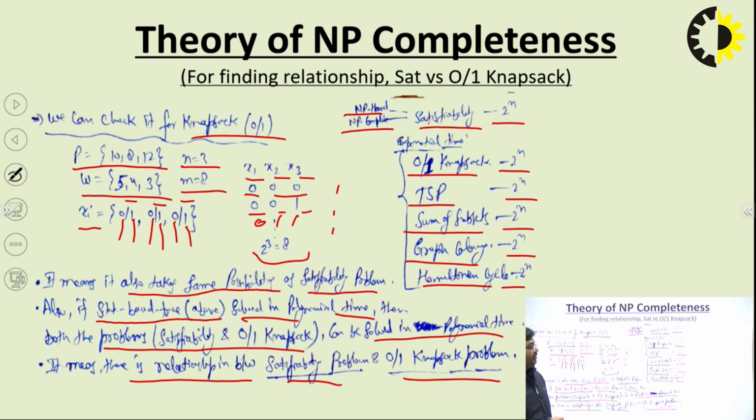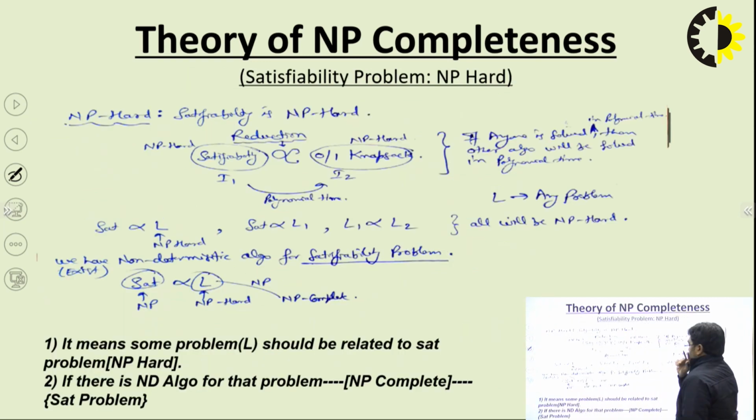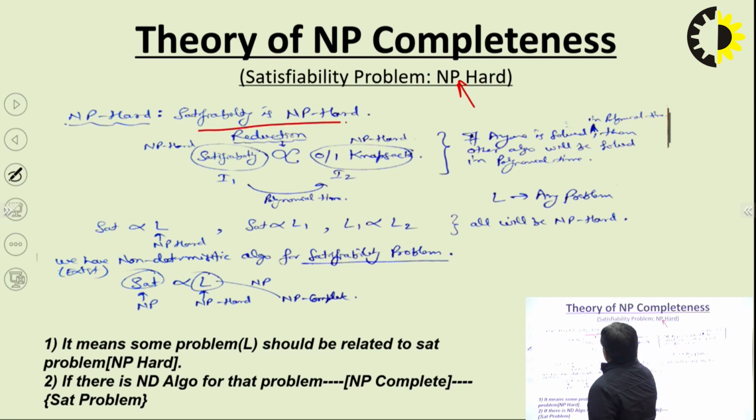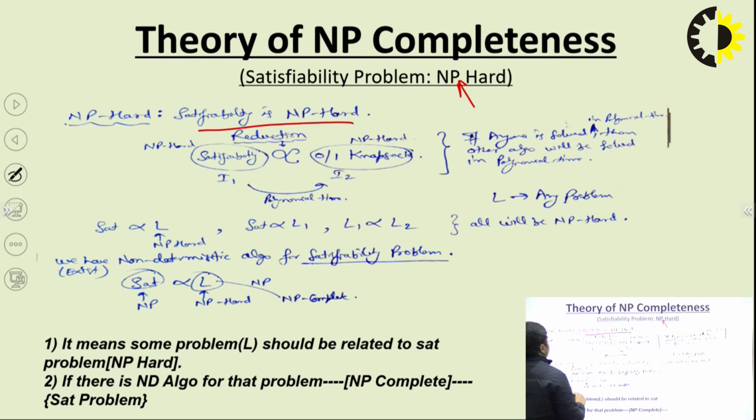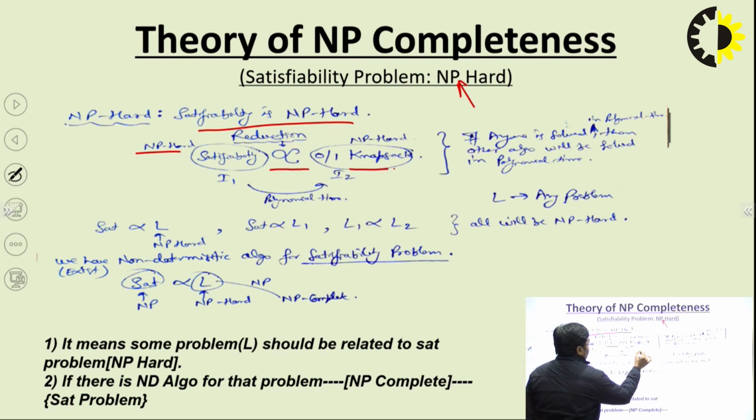Means we have some non-deterministic algorithm for satisfiability problem which is already described in algorithms. We are saying it is an NP hard problem. Then again we are coming to the next class. What is NP hard? Satisfiability is NP hard, as declared in algorithms. NP hard means satisfiability can be reduced to 0-1 knapsack, and 0-1 knapsack is NP hard.